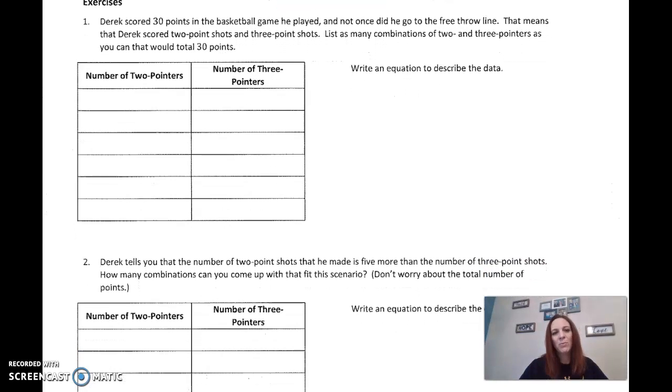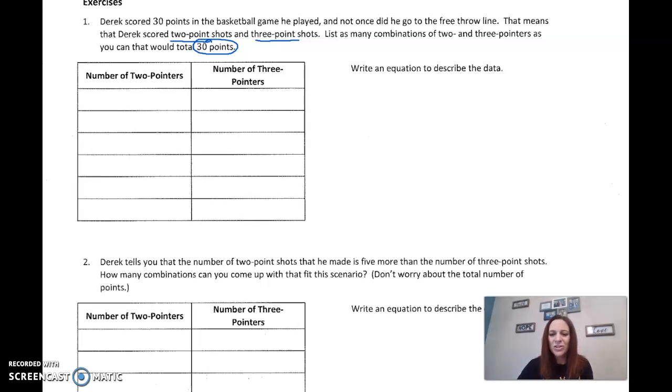Derek scored 30 points in a basketball game he played. Not once did he go to the free throw line. That means he scored 2 pointers and 3 pointers. He never went to the free throw line for 1 point. List as many combinations of 2 and 3 pointers as you can that would total 30 points.